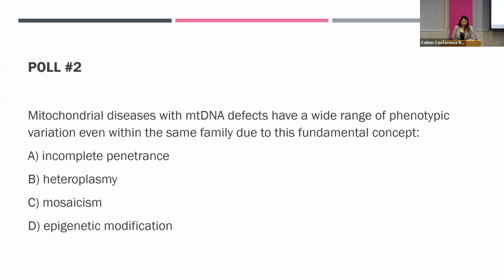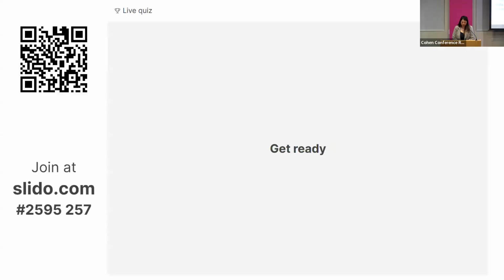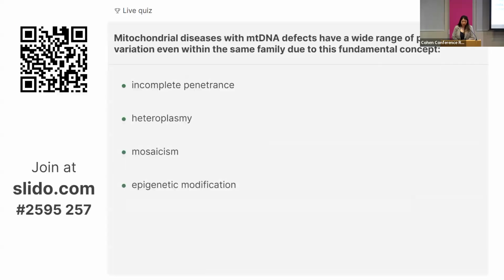Mitochondrial disease with mtDNA defects have a wide range of phenotypic variation even within the same family due to this fundamental concept. So I will advance to this one. Is it incomplete penetrance, heteroplasmy, mosaicism, or epigenetic modification?